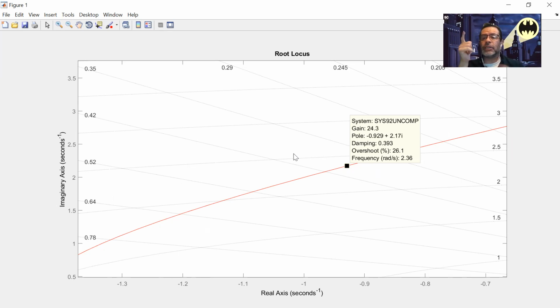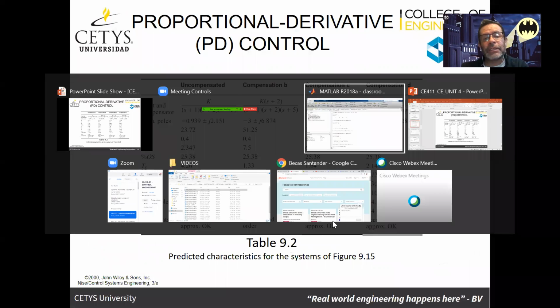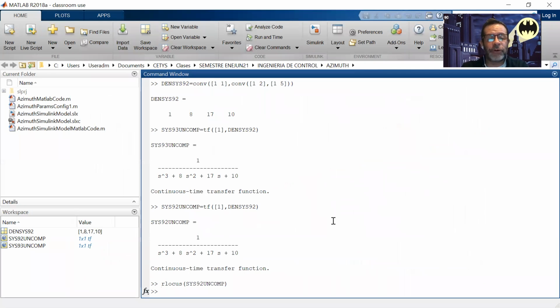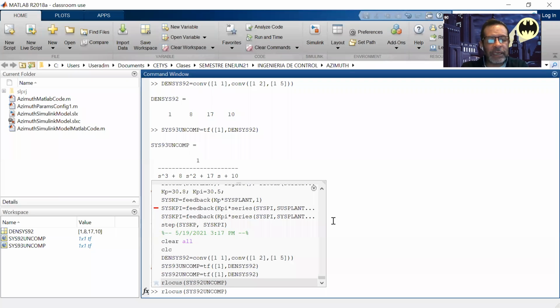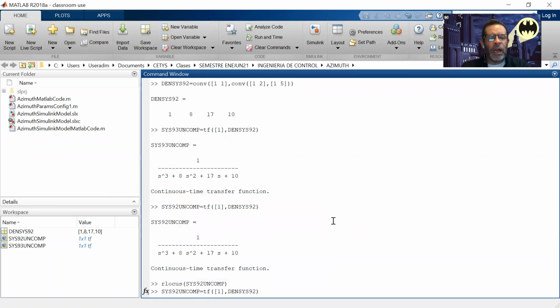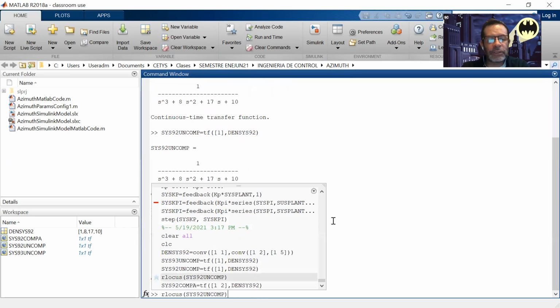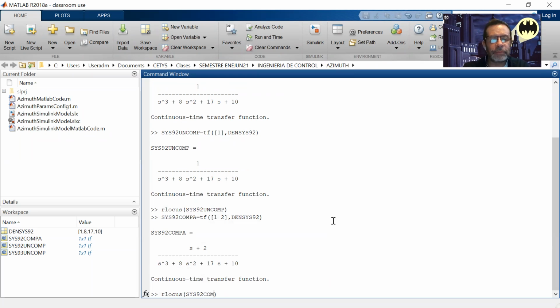How do I do that? I can do that in two ways. I can add another pole, or I can add another zero. Either one is going to reconfigure the root locus. So now let's look at one of the first compensated systems. I'm going to call this comp A. The compensation for A is 1, 2 in the numerator, I'm sorry. And so now let's do the root locus of that one.